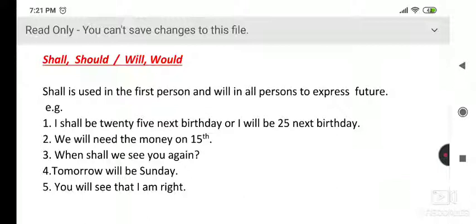Or another sentence can be: I will be 25 next birthday. Here also we used the first person I and express the future of being 25. Second example, we will need the money on 15th. In this sentence, will expresses the future of need.